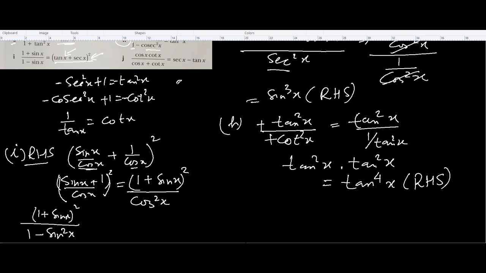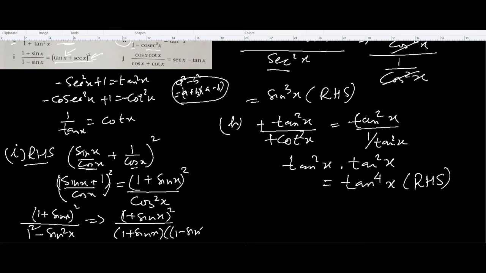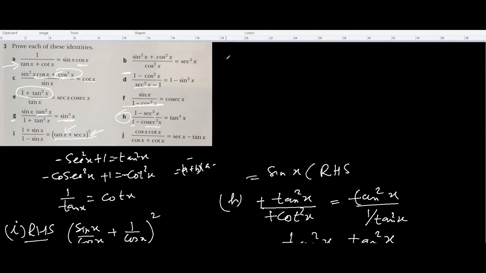Now we know an identity which is a square minus b square equal to a plus b and a minus b. Yeah. So similarly, if we keep the numerator what it is, but denominator we will use this identity, because here we can write 1 square minus sin square. So 1 plus sin x and 1 minus sin x. So 1 of this 1 plus sin x will cancel with this one. We will be left with 1 plus sin x over 1 minus sin x, which is RHS. And finally j.